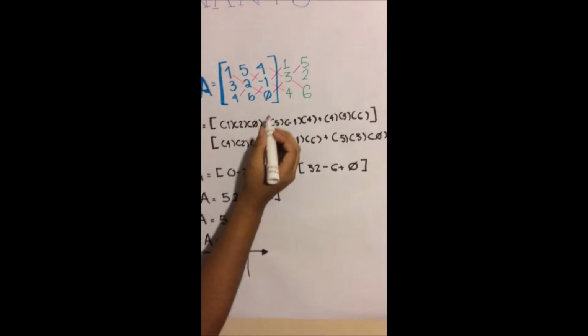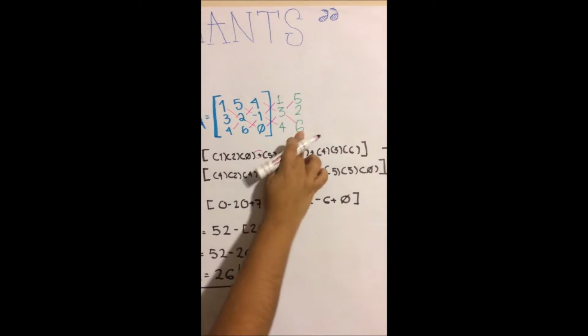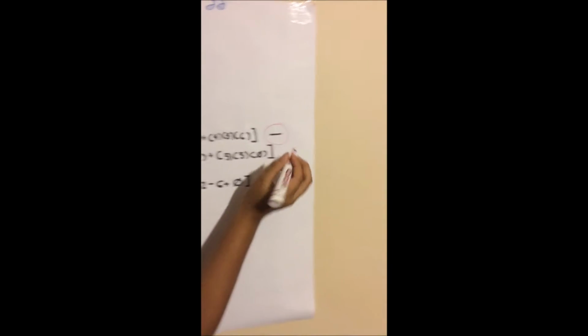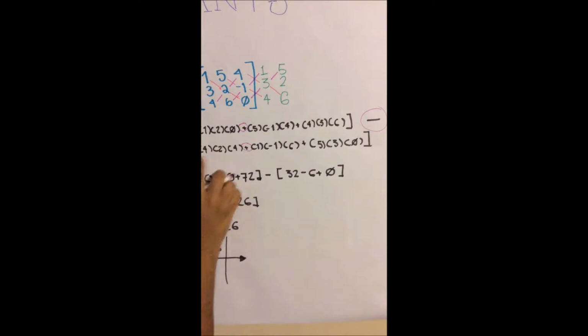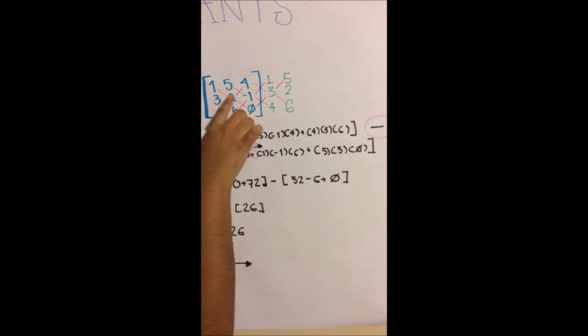And this is the addition of the multiplication of the three main diagonals minus the addition of the multiplication of the non-main diagonals. And this is the result.